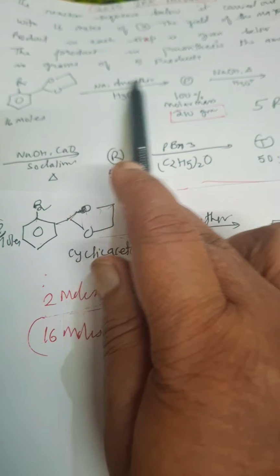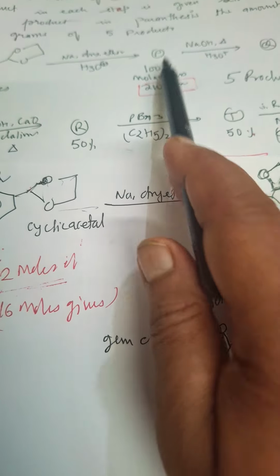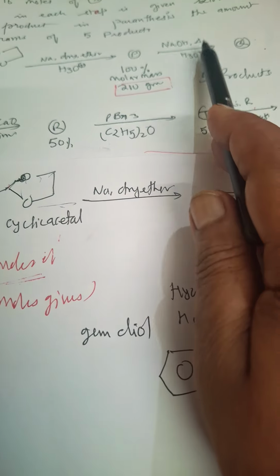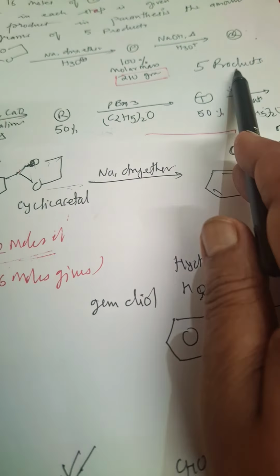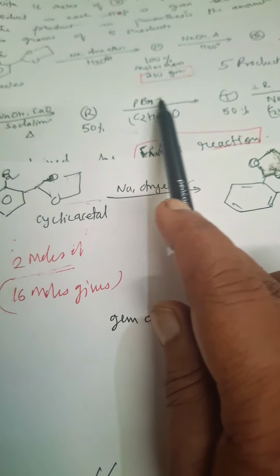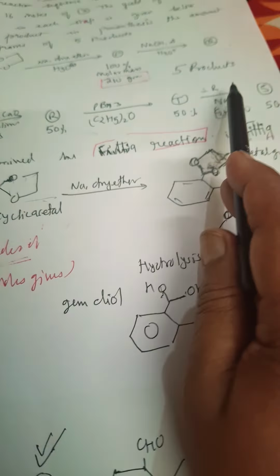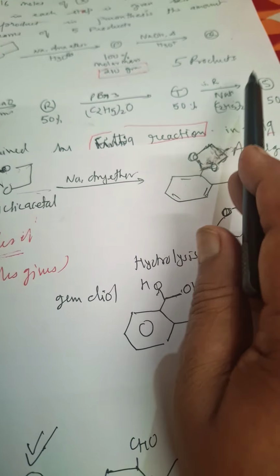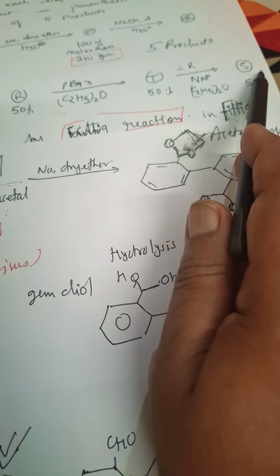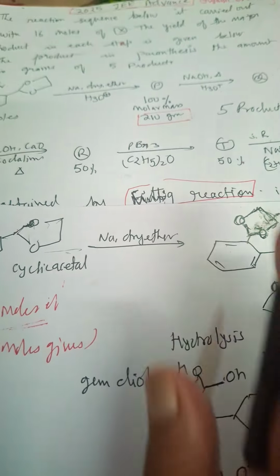A reacts with Na in dry ether, P will be obtained, 100%. On heating with NH, it will give K, so 5 products are there. Q reacts with NH and CO to give R. R reacts with PBr3 in dry ether to give T, and T reacts with R plus NH in dry ether to give S. All of them are 50% except P, which is 100%.